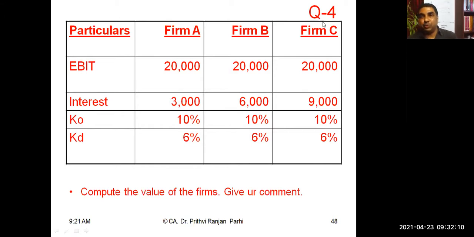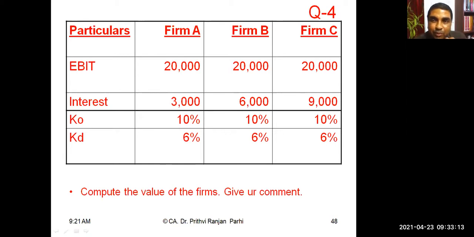Now, to understand this particular theory, we'll do this example. Just go through this example, Example 4, and keep your pen, paper, calculators ready. We'll be solving this one. As you can see, there are three firms, and EBIT in all the three firms is how much? 20,000 each. And interest, tell me the interest. From A 3,000, from B 6,000, and from C 9,000. That itself shows which firm has got more debt and which has got less debt. Which firm has got the highest debt? Firm C. Which firm has got the lowest debt? A.